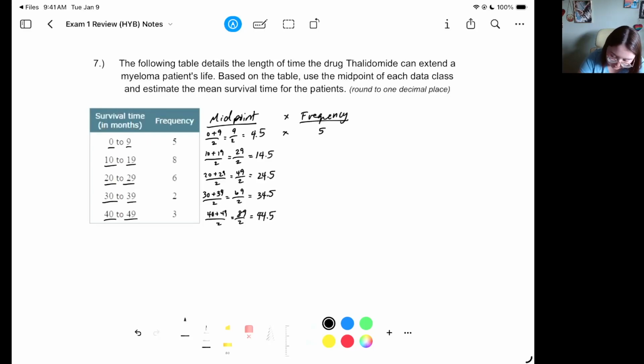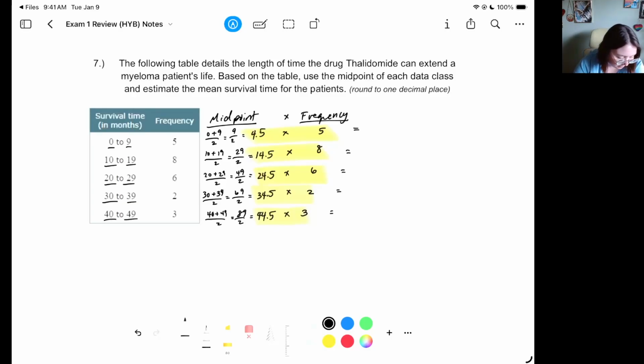So our first frequency was 5. Then we had 8, 6, 2, and 3. So we're going to do 4.5 times 5, 14.5 times 8. I guess we can just go across like that. 24.5 times 6, 34.5 times 2, 44.5 times 3. So that's what we're going to be multiplying together. And we can use our calculator to multiply these out to get these values.